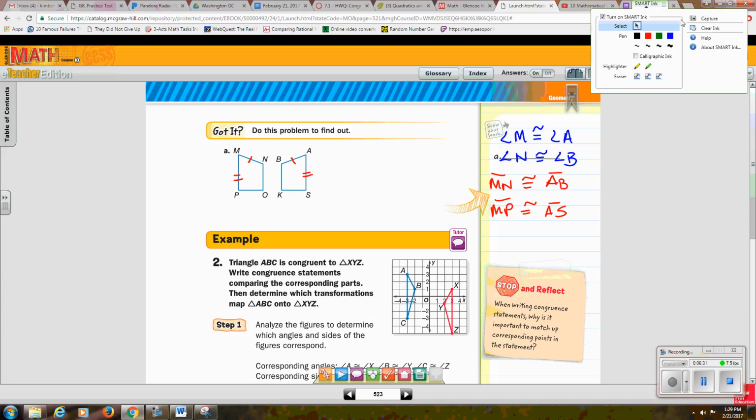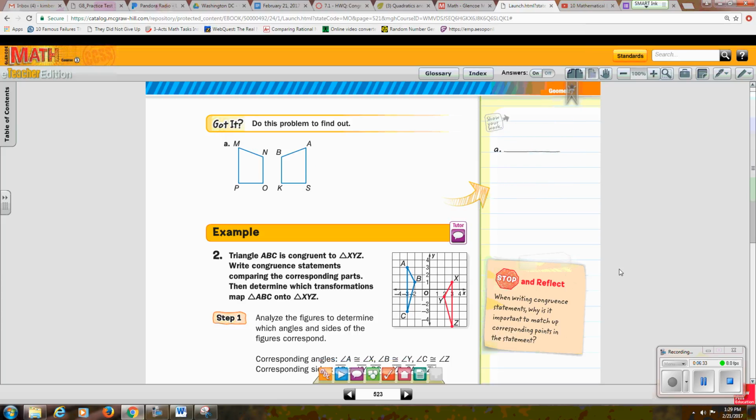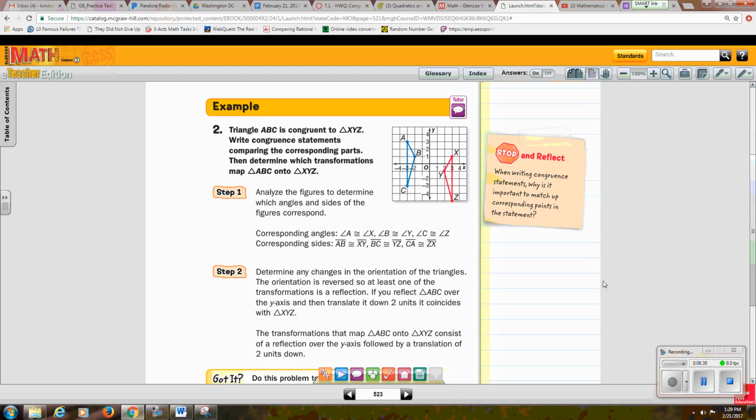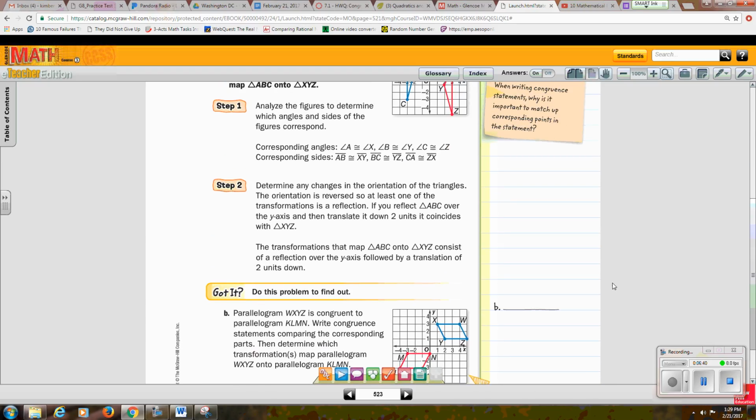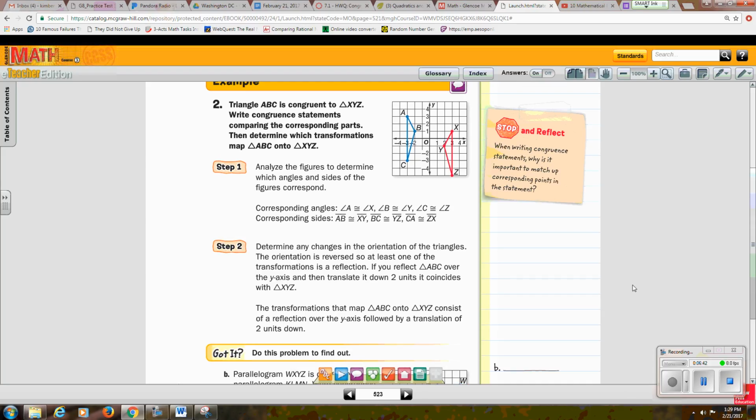Okay, moving on. Let's look at the next example. Example 2, triangle ABC is congruent. So they're telling me that ABC is congruent to XYZ. Okay, they're telling me it's congruent, write congruent statements. That means I have to find the corresponding parts. Okay, then determine which transformation. So you guys, it's really important that you look at step 1 and step 2 to do this one down here. So I can tell that angle B and angle Y are corresponding.